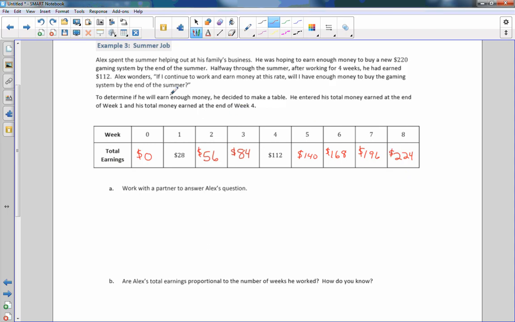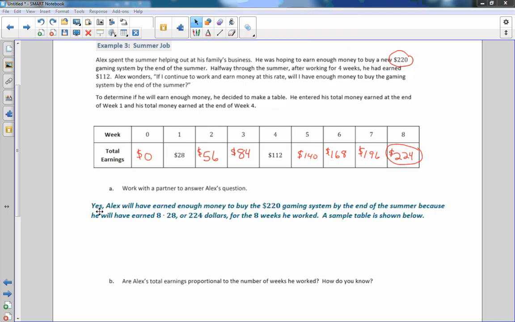Okay, so the question said, will I have enough money to buy a gaming system by the end of the summer? A new gaming system is $220. I made $224. The answer is yes, he had enough money. Okay, so the answer is yes, Alex will have earned enough money to buy the $220 gaming system by the end of the summer, because he will have earned 8 times 28, or $224. 8 weeks he worked, the sample table is shown above, not below, above.